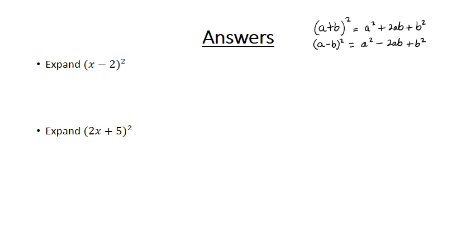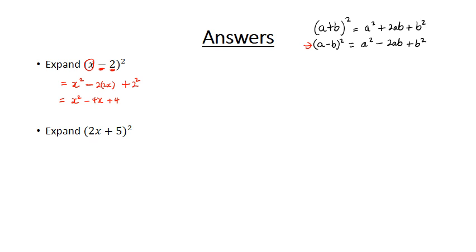In our first particular case, we've got a negative in the middle, so we're actually looking at the bottom one. Our first term in our example question is an x, so that means we're going to start with x squared. Our last term is a 2, so we're actually going to have positive 2 squared. And in the middle, we're going to have minus 2 lots of x times 2, so 2 lots of 2x in the middle. When we go to expand this, we end up with x squared take 4x plus 4.